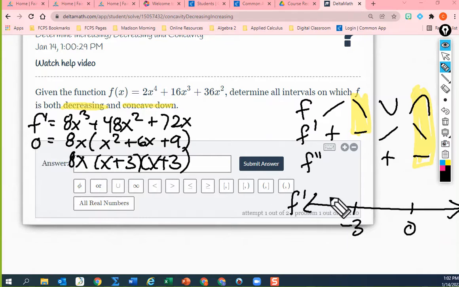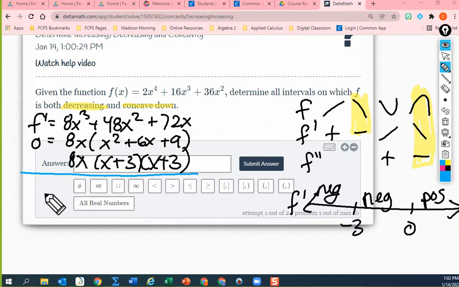Okay, so I'm trying to plug this in. So I get negative, negative, positive.